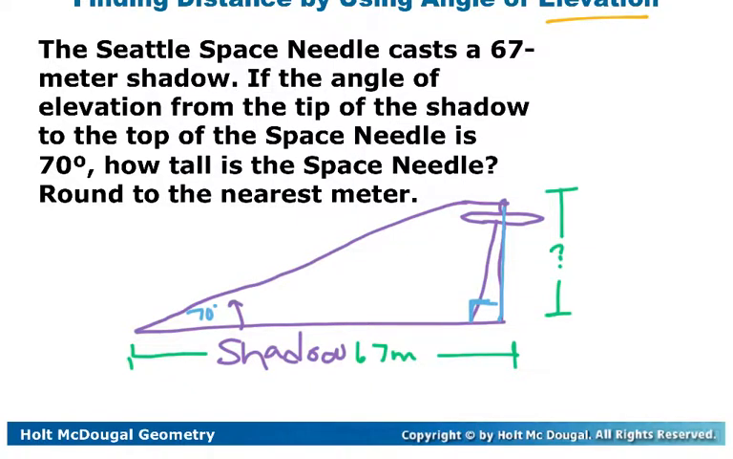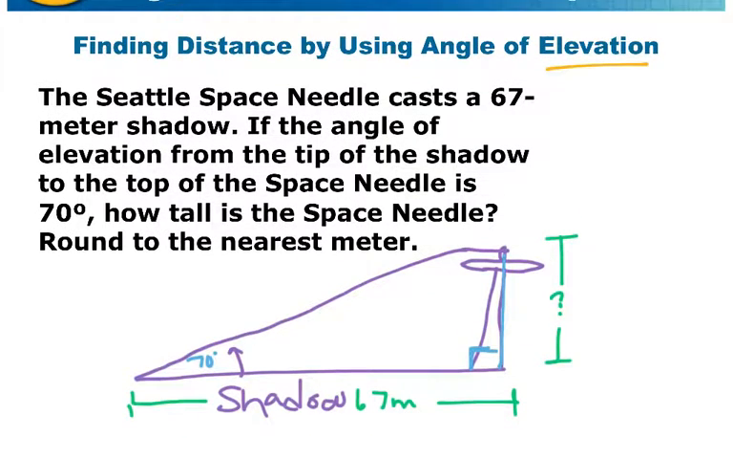Alright, so we need to go ahead and set up a proportion to solve this. So let's see, we have our degree here. We have this side over here, which is the opposite. And we have this side over here, which is the adjacent to that given angle. And so that means that we would be able to solve with SOHCAHTOA, the trig that has opposite and adjacent, which is tangent. And so we're going to say tangent of 70 is going to equal our opposite, which we don't know, over our adjacent, which is 67.